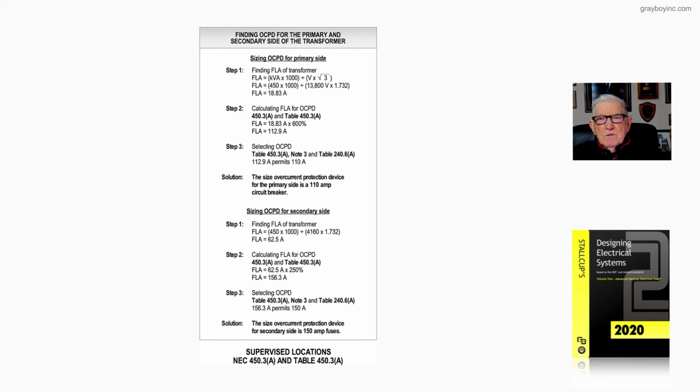Now to size the overcurrent protection for the secondary and use fuses, the calculation would be different, because we have 450 times 1,000 divided by 4160 times the square root of 3, so the full load current rating would be 62.5. So the amount of amps for the full load current rating changes due to the voltage rating.